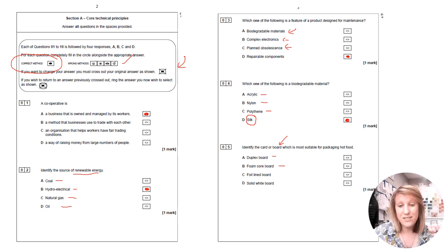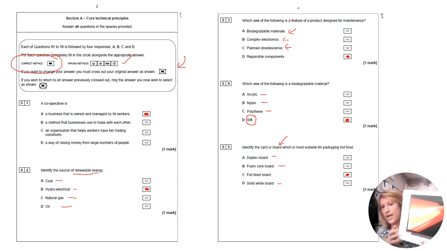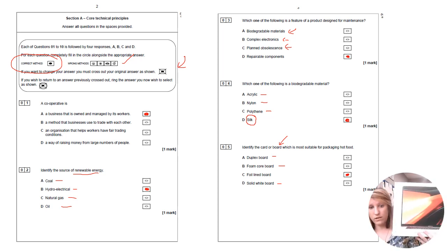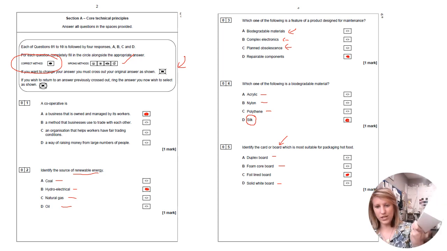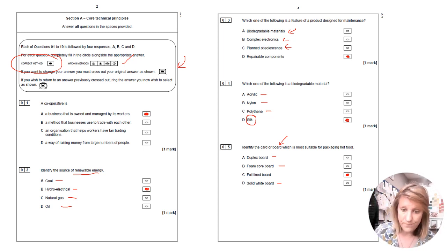Foam core board is used for things like architectural models, so that's not the best thing. Foil lined board, well, we know foil is a good insulator, it's going to keep things fresh. So before we go any further, that is the right answer, because solid whiteboard is used for really nice packaging, like your iPhone packaging. I'm trying to look around here to find you an example. For example, this MacBook Pro box here has been made using solid whiteboard. It's that posh packaging, the stuff that you hold on to because it's really nice. That's what solid whiteboard is. You don't put food in it.